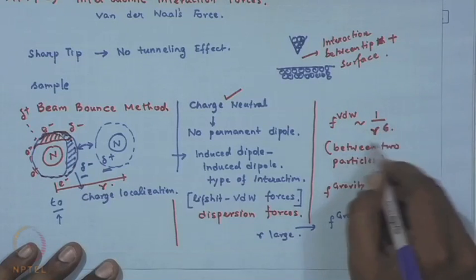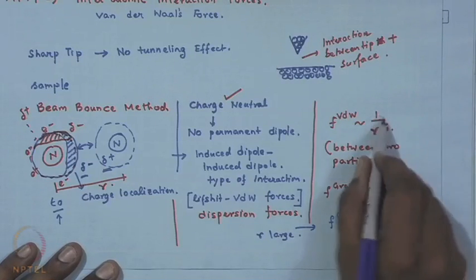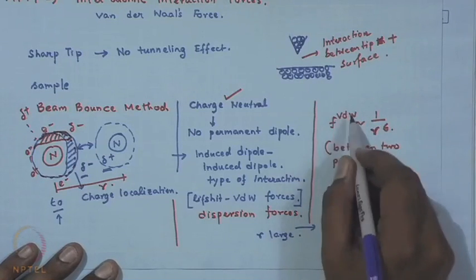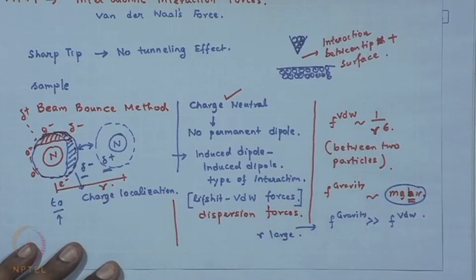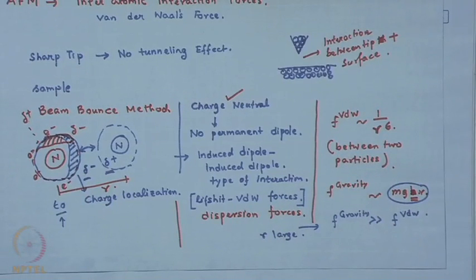However, you can now imagine if r is small, what happens? Since r is in the denominator, with progressive reduction of r, this term becomes dominating or much larger, and for very small r at the molecular level or at the mesoscale, the van der Waals force dominates at a much higher rate as compared to the gravitational force.